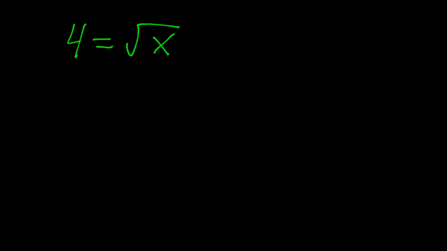What you see before you is an example of a radical equation. We have an equal sign, which makes it an equation. We have a variable that we're trying to solve for, but what makes it the radical equation is the fact that the variable is under a radical.